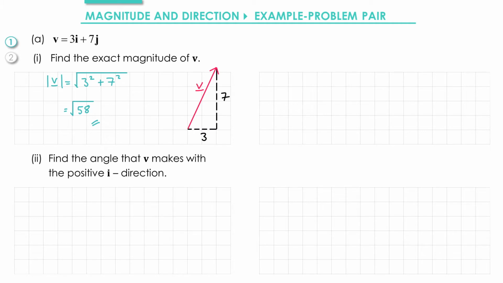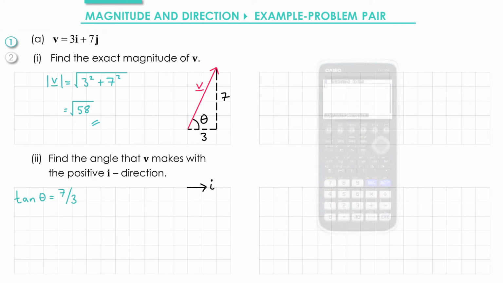In part 2, we need to find the angle that v makes with the positive i direction. In this question, from our diagram, the i direction is to the right of the page. So we want to measure the angle between this dotted line and the vector v. Let's mark that on. To find this angle, we can use right-angled trigonometry. Relative to the angle theta, we have the opposite and the adjacent. Opposite and adjacent tells us to use tan. So tan theta is opposite over adjacent, which is 7 over 3.